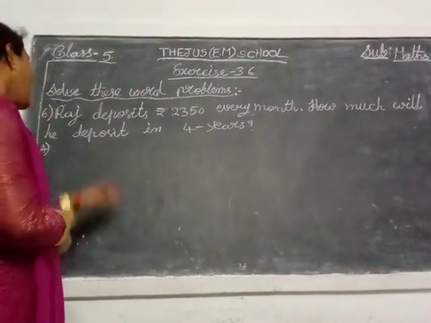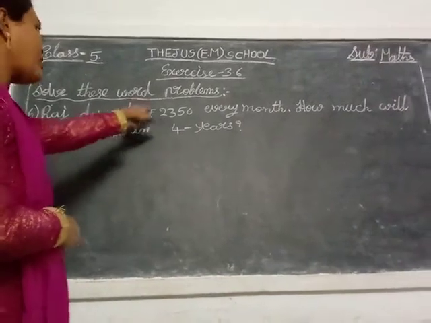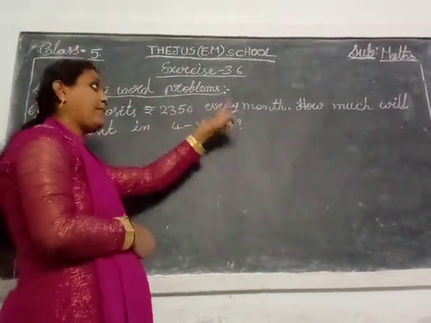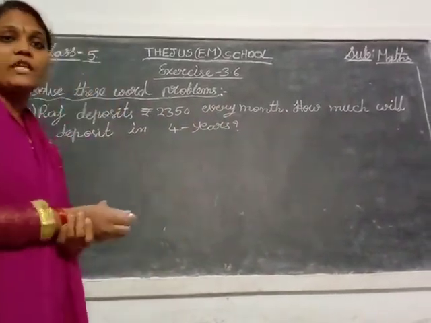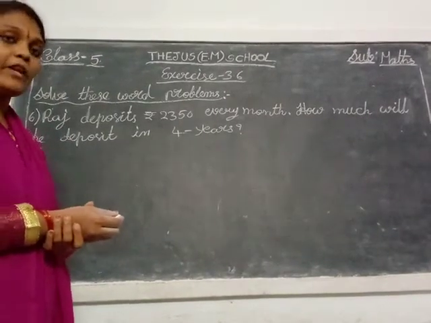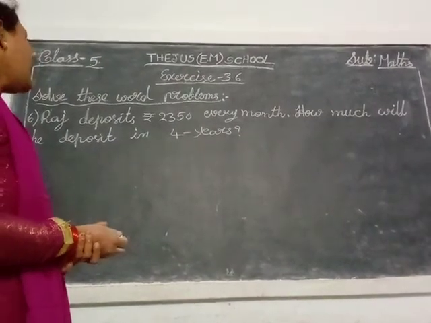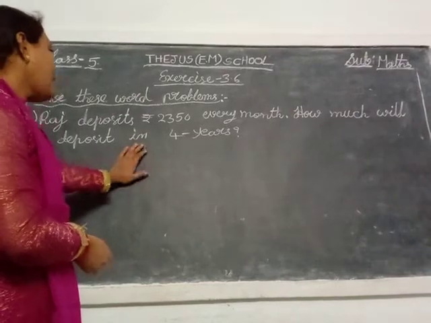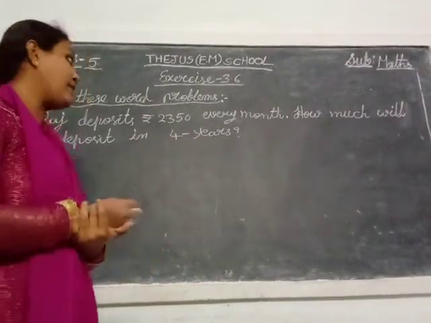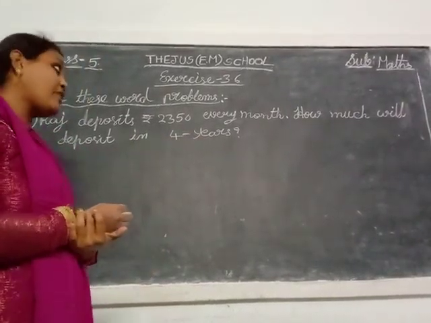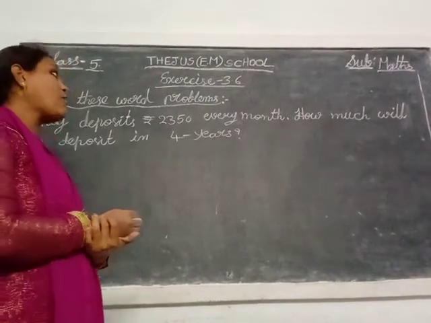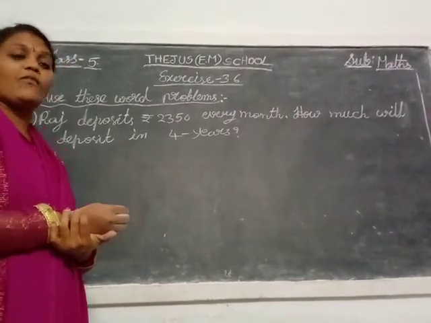See, children, Raj deposits 2,350 rupees every month. He deposits 2,350 rupees every month. So here he asked how much will he deposit in 4 years. So every month he deposits 2,350 rupees. But how much amount will he deposit in 4 years? Now we'll find out here.